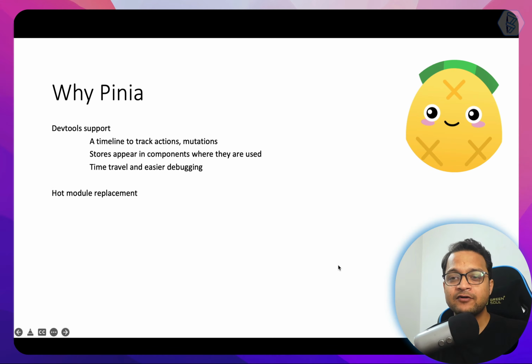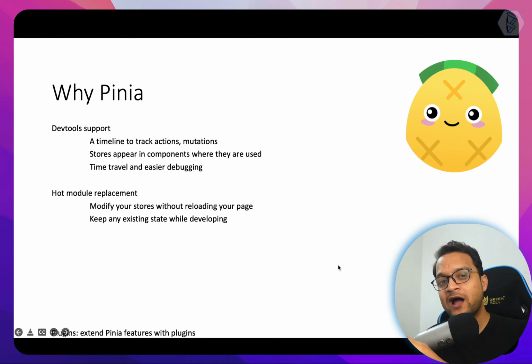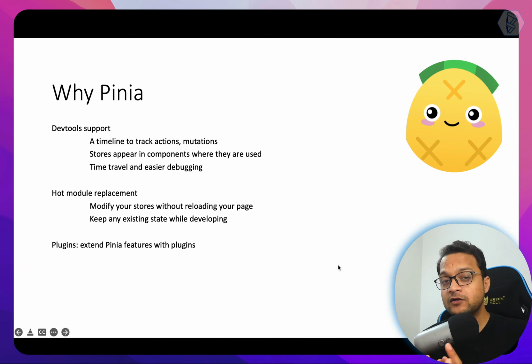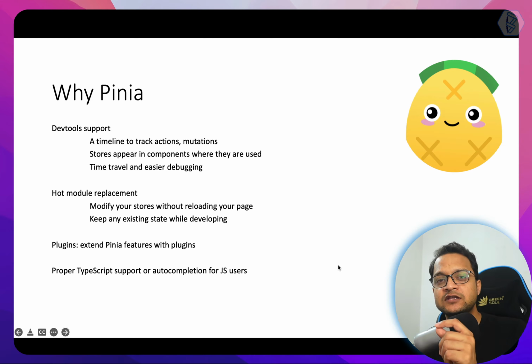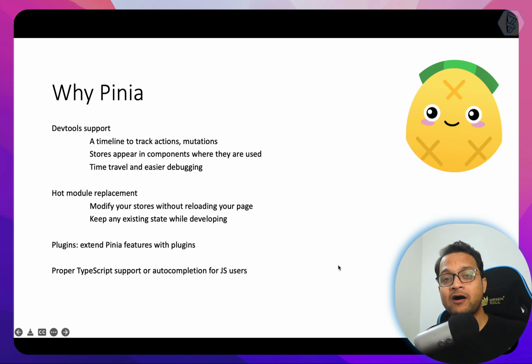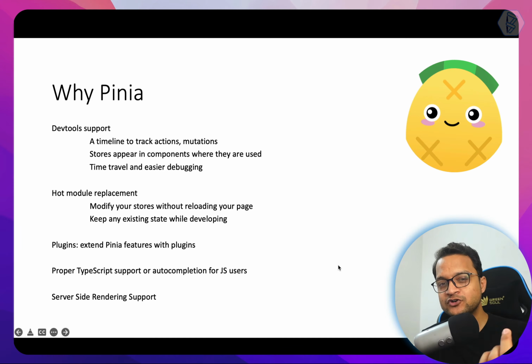Then it really has amazing hot module replacement. That means you can modify your store without reloading your page and keep any existing state while developing. With Pinia, you can extend it by having new plugins. That means you can extend the functionality of Pinia as you need. And finally, the proper TypeScript support and autocompletion for JS users, that is JavaScript users, is a really powerful thing for Pinia. And it also provides you the server side rendering support. Isn't it really mind-blowing? And yes, that's why Pinia is the future. I can say the future is here with Pinia.